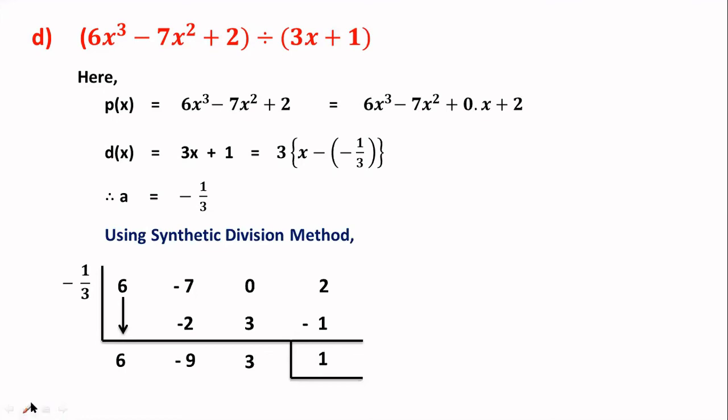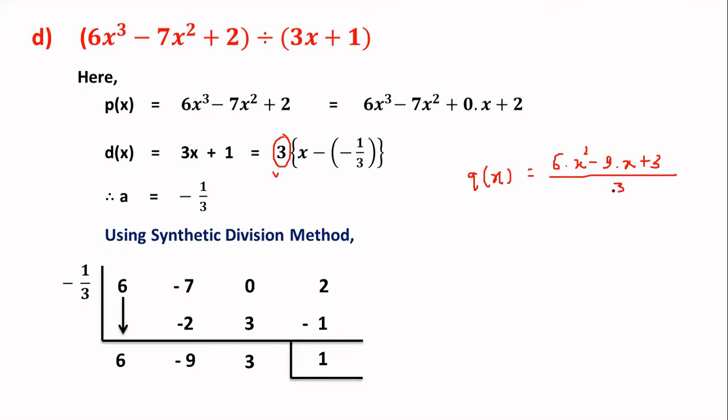But while we are writing the quotient, let's be clear, isn't it? Because here, in the case of dx, this time we have taken out 3 common. So this 3 should be used in finding the quotient. Yes, of course. In the case of qx, directly from our synthetic division method, we can write 6 into x squared and minus 9 into x plus 3, and this common 3 taken out in dx should be written here.